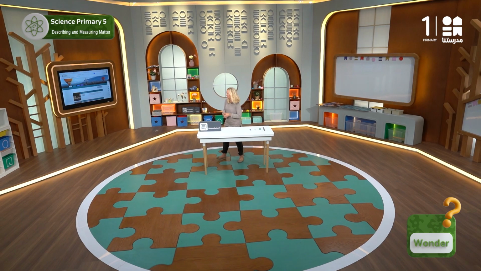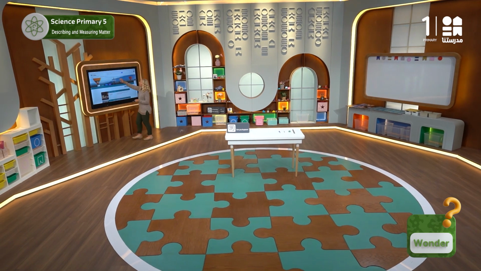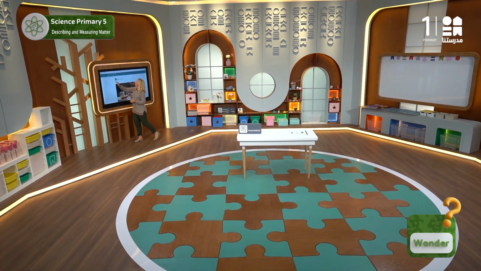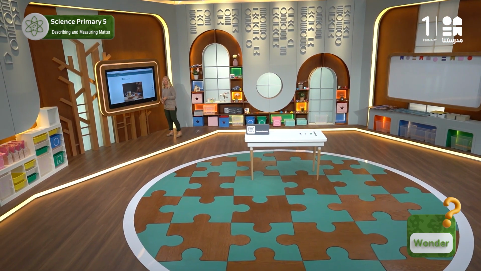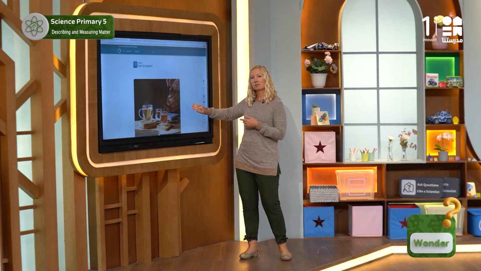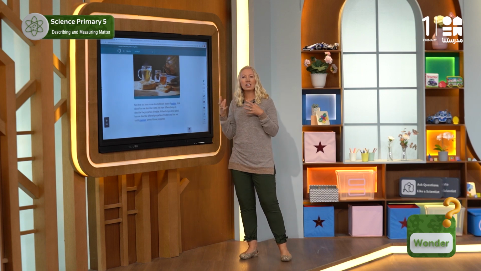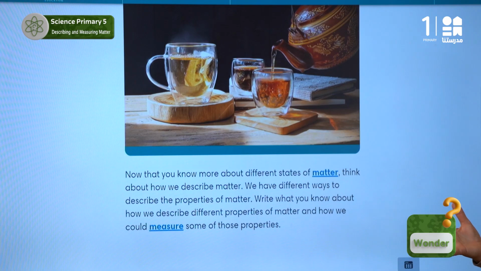As we open our books, let us think of what we already know about describing and measuring matter. I'll open the page from our textbook. Now, look closely at this image. As you observe, what do you connect to the states of matter?